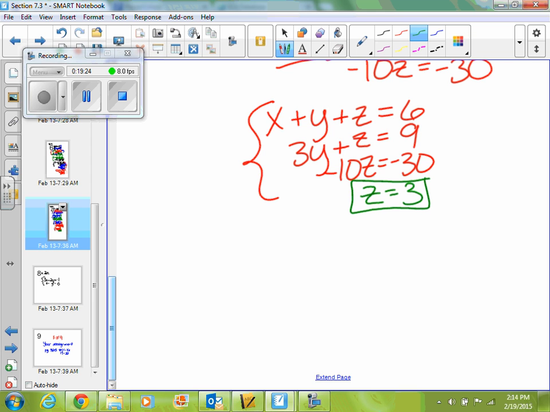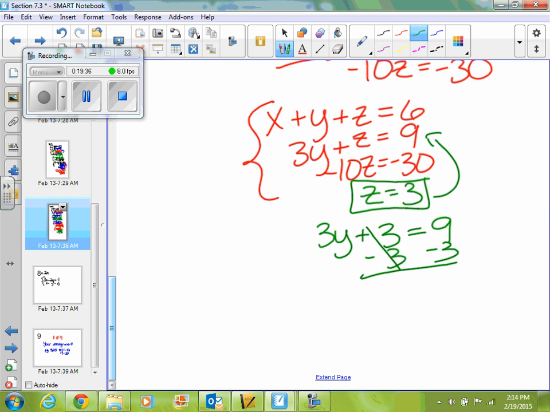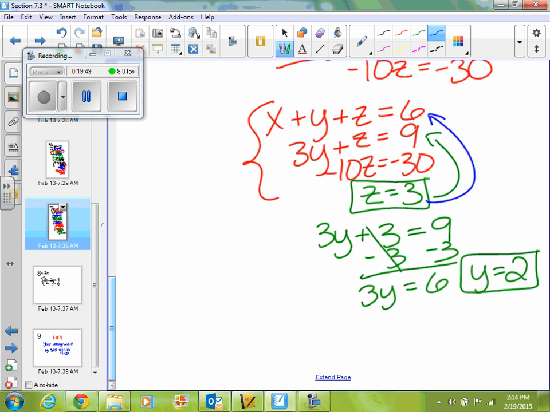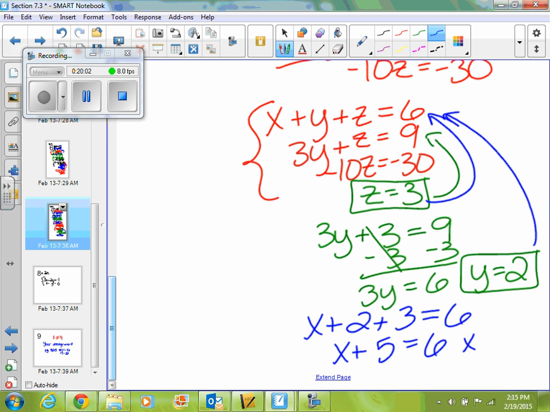3. So we can now back substitute. So 3y plus 3 equals 9. We subtract 3, then 3y equals 6, which means y equals 2. Then if I back substitute again, I get x plus 2 plus 3 equals 6, which means x plus 5 equals 6, which tells me x equals 1. 1, 2, 3. How creative our book authors are.